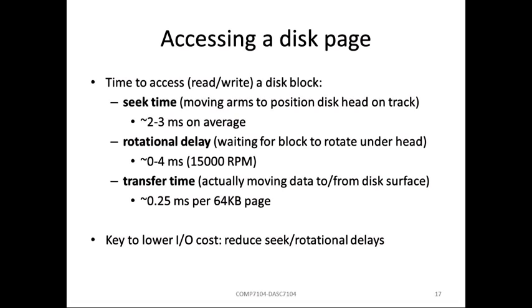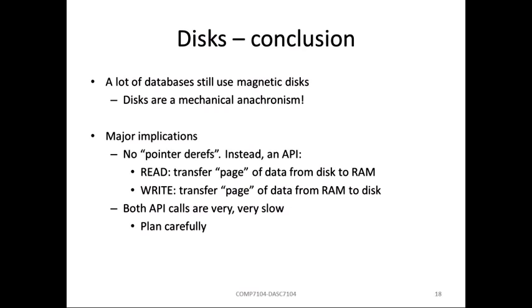So obviously, the key to lowering the cost of accessing data found on a magnetic disk is to reduce as much as possible the seek and rotational delays, because you can see that these are the major delays when accessing data in a magnetic disk. As a conclusion for magnetic disks, they're an invention from many decades ago, so to speak. This is why we say they are a mechanical anachronism. To access data, they rely on a mechanical movement that can hardly be optimized, or made as fast as we need it to be.